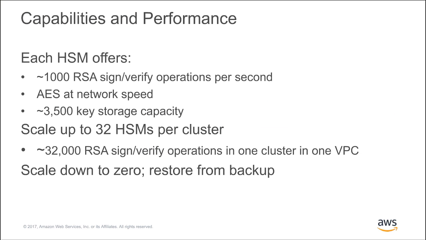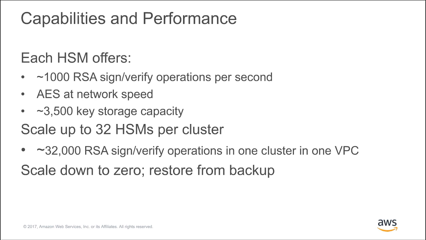So this is a quick look at the performance that you can expect from your HSM instances within CloudHSM. In the SSL offload case we just looked at, for example, you can expect each HSM to provide about 1,000 transactions per second. Symmetric operations such as AES encryption or decryption essentially occur at wire speed. You can store up to 3,500 keys, and it doesn't matter whether these are symmetric or asymmetric keys. You can store 3,500 keys per HSM.